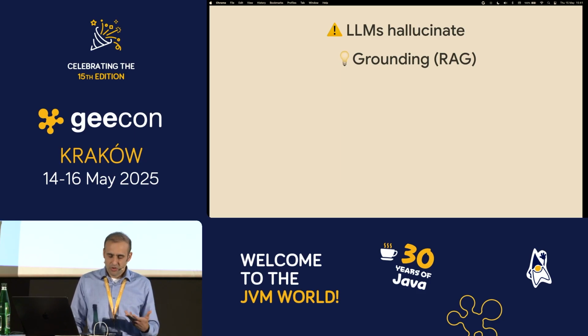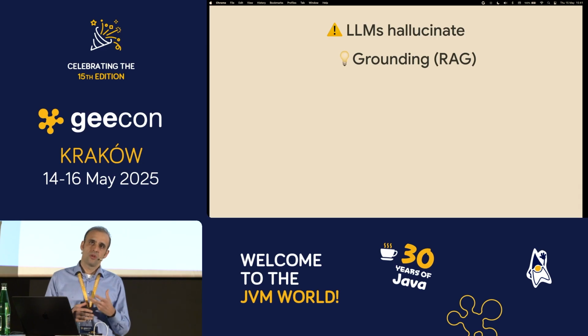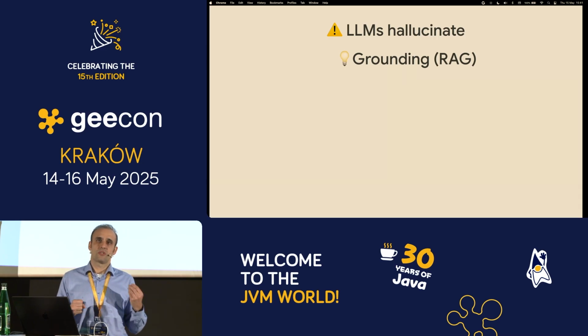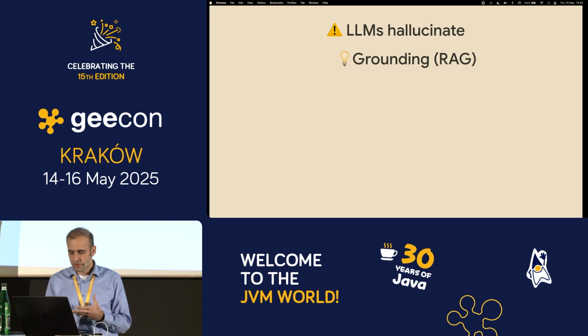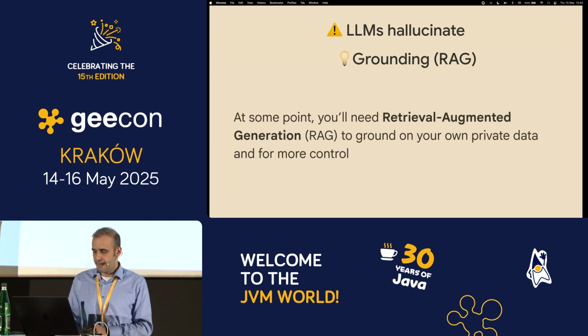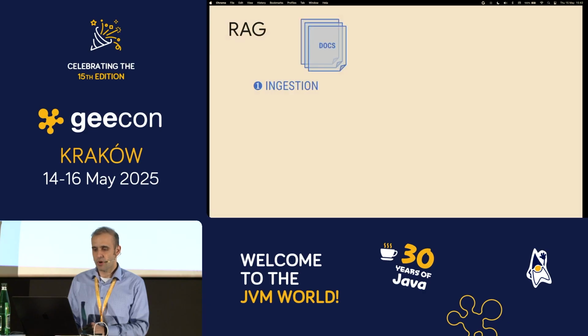But at some point, you probably want to build your own Retrieval-Augmented Generation pipeline, because you probably want to be able to control what things are being searched and how they're searched. So for that, you're going to use RAG, basically for more control. And the way RAG works is that, let's say you have your documents, your private documents that you want to use for grounding.